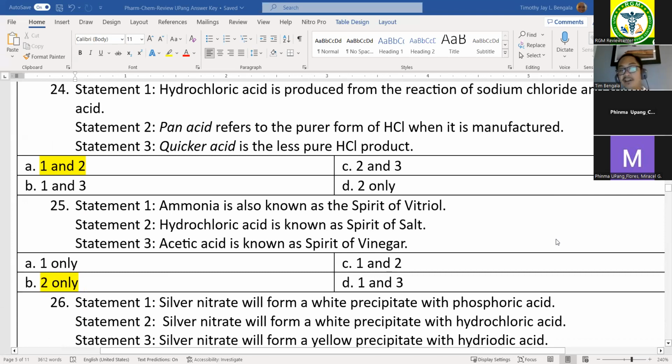Number 25, ammonia is also known as spirit of vitriol. That is incorrect. So yung vitriol or oil of vitriol is reserved for sulfuric acid. So that's why you have salts na merong pangalan no, na blank vitriol. So yellow vitriol, blue vitriol. So blue vitriol would be your cupric sulfate. So yung idea is yung vitriol refers to the sulfate no, ng sulfuric acid.